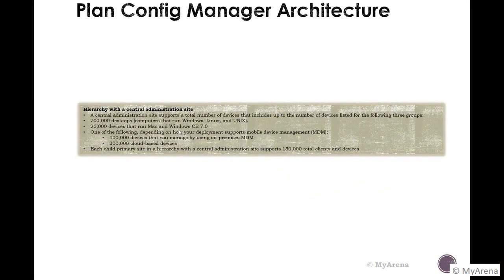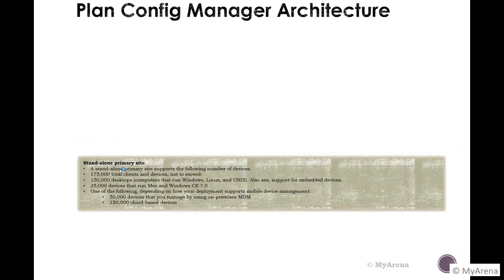And talking about huge numbers, let's look at the hierarchy with a central administration site. It supports 700,000 desktops, the computers that run Windows and Linux, 25,000 devices that run Mac and Windows CE, like mobile devices, and then one of the following: either 100,000 devices that you manage using your on-premise MDM, or 300,000 cloud-based devices.